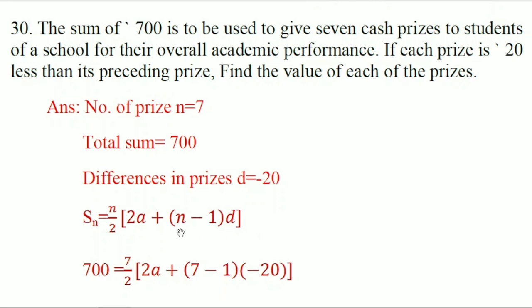Therefore, to find the sum, we have the formula Sn equals n divided by 2 into 2a plus n minus 1 into d. So the total sum, how much is there? 700. So substitute the values.